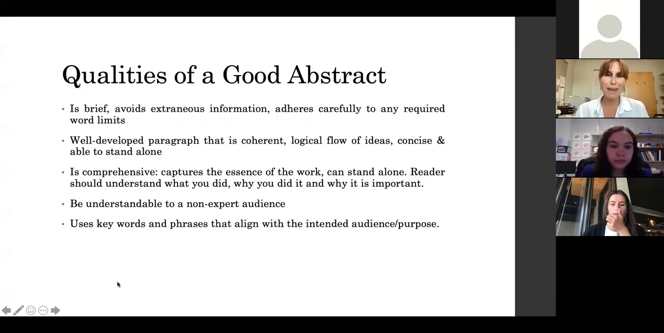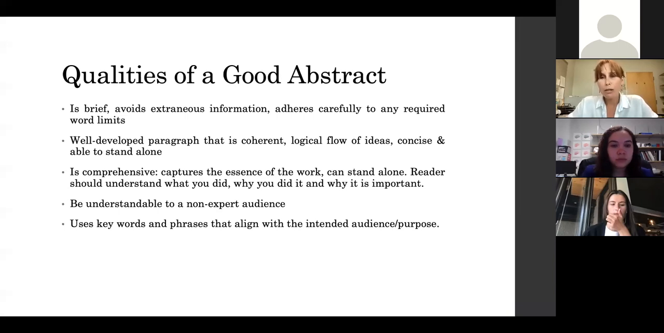So what makes a good, effective abstract? Well, there are almost always strict word limitations. So it must be brief. And because it is brief, you have to present the information in a very concise and succinct manner. You're only going to include critical information that allows the reader to understand what you did, why you did it, and why it is important. And you're going to leave out extraneous information.